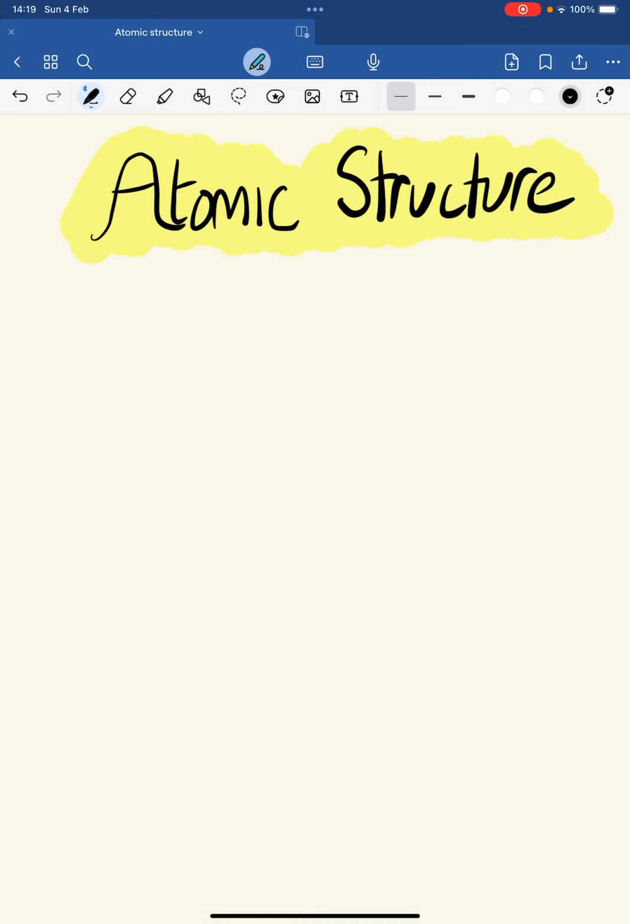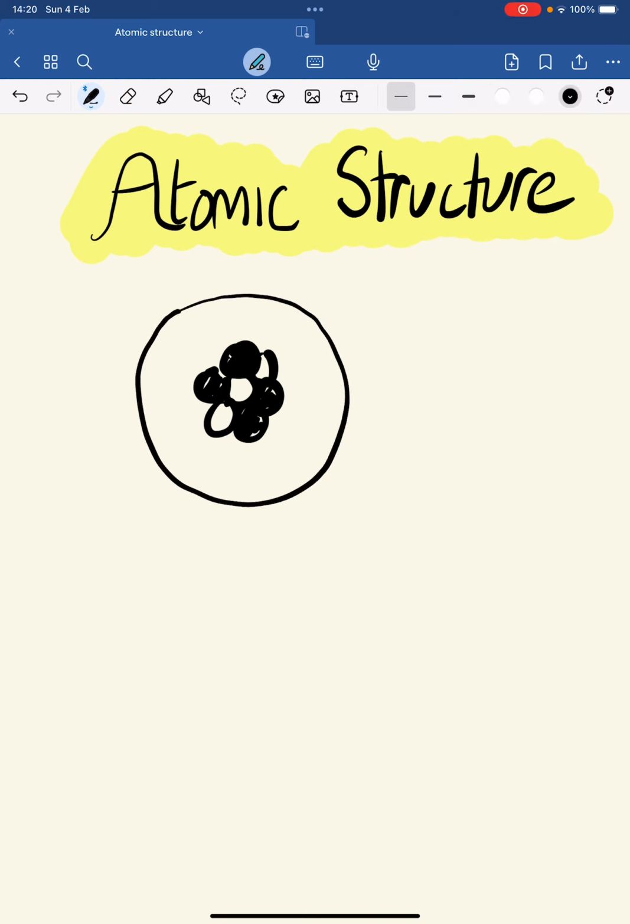So for that, you should know that we have a nucleus, and this nucleus is the centre of the atom, and it contains protons and neutrons. So the protons here, we will colour shade in like that, and the neutrons are the unshaded. And then around the outside, in shells or orbitals, we have the electrons.